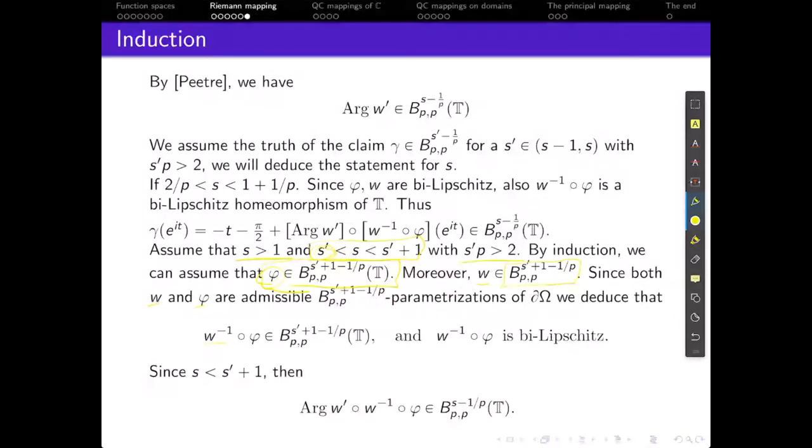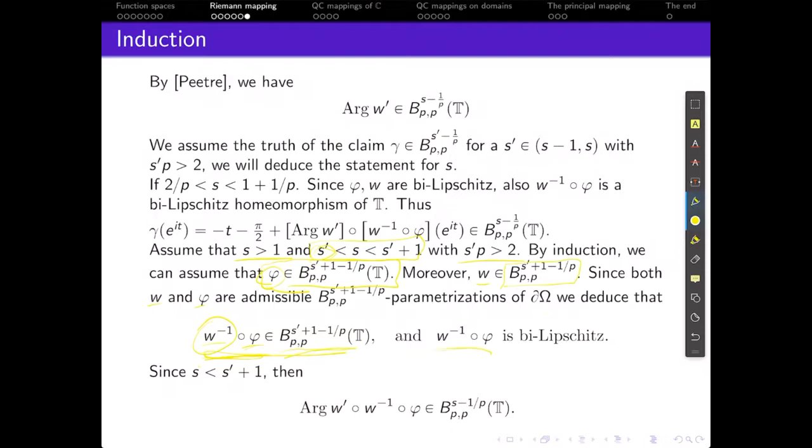So the composition, as I showed you before, is also in the Besov scale. Well, there are some details here, because the function here, taking omega minus 1, is defined in R2, so you go into R. So it's okay. There are some details here, but you can check that this is satisfied.